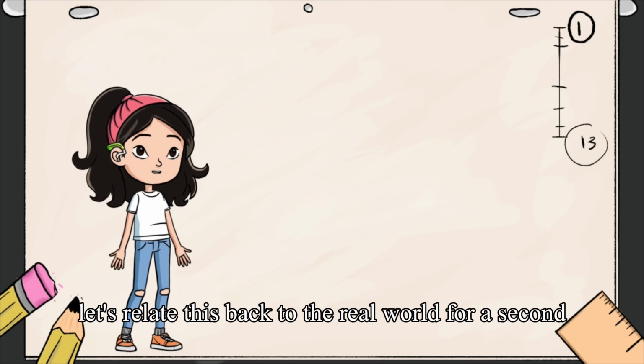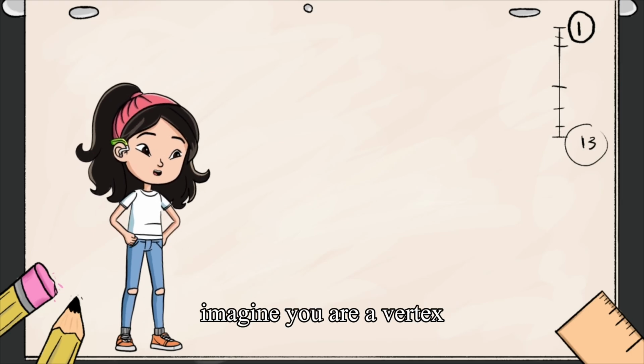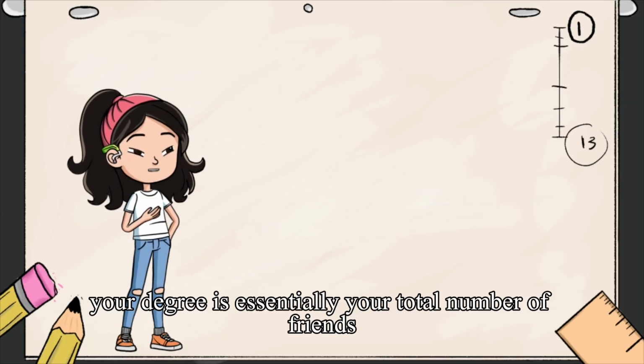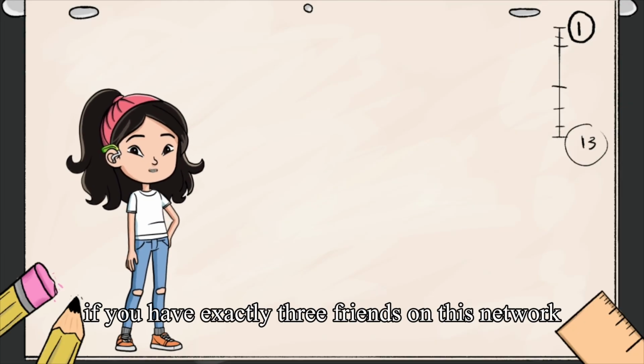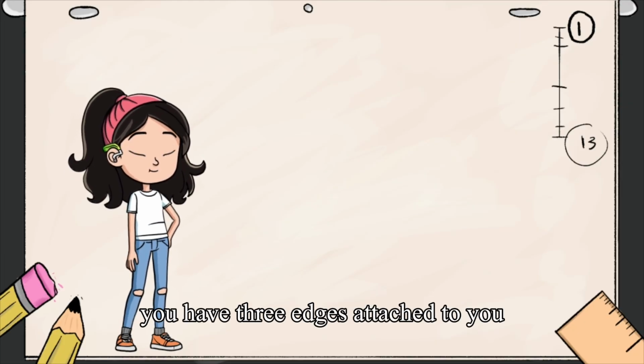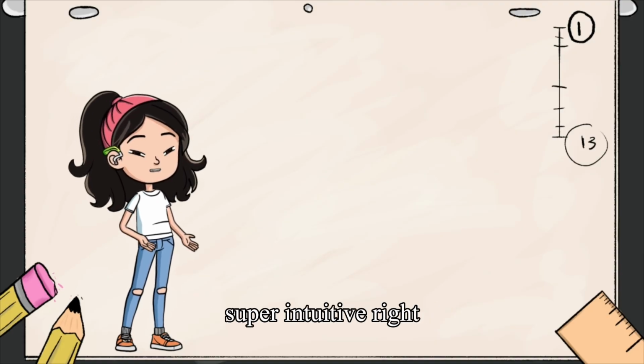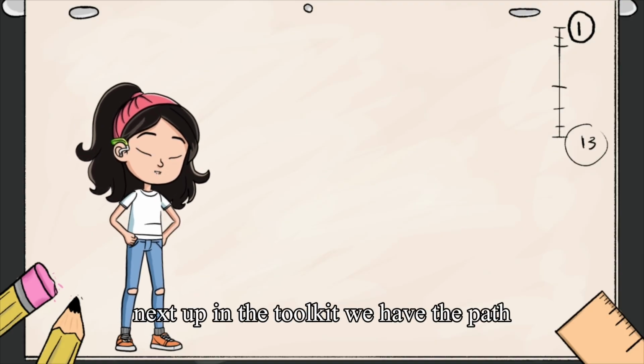Let's relate this back to the real world for a second. Imagine you are a vertex in a giant social network graph. Your degree is essentially your total number of friends. If you have exactly 3 friends on this network, you have 3 edges attached to you. Therefore, your degree is 3. Super intuitive, right?